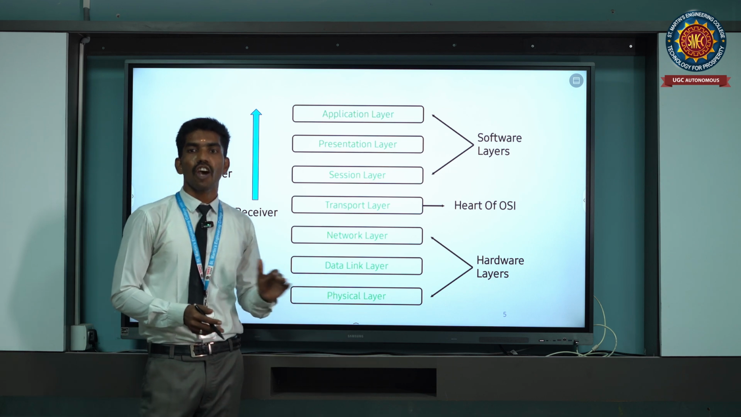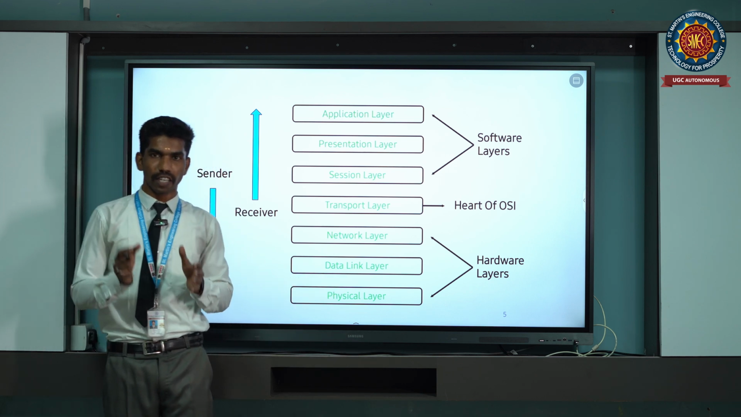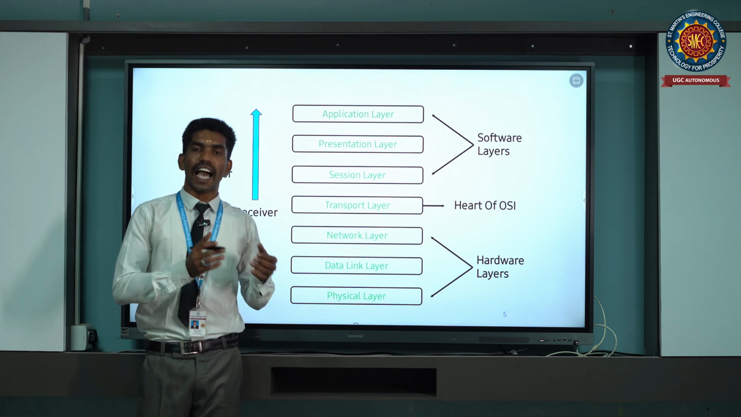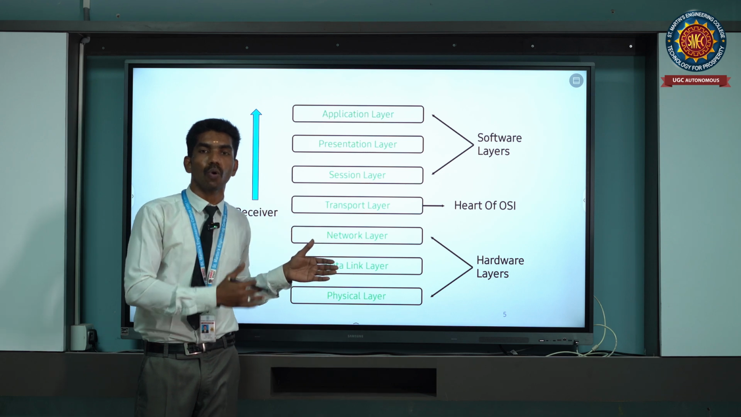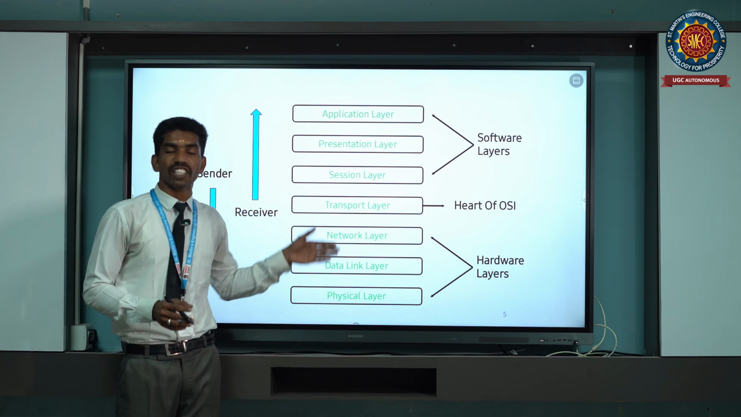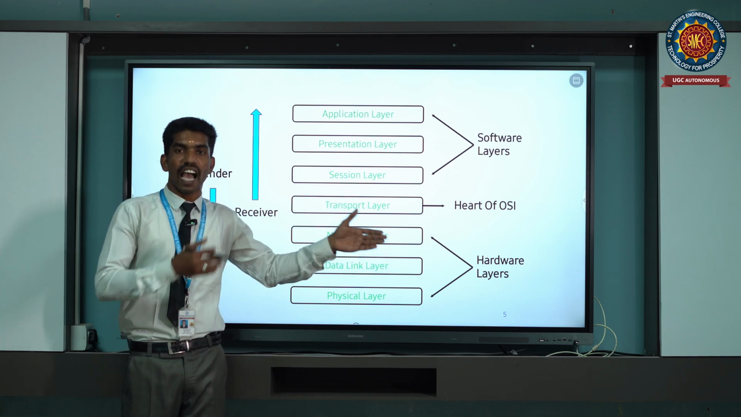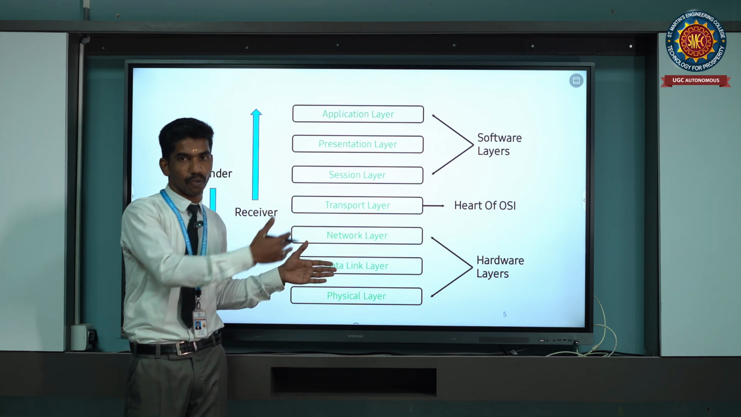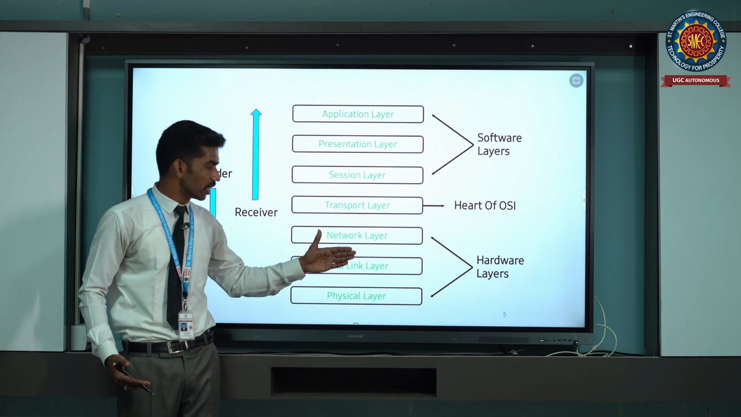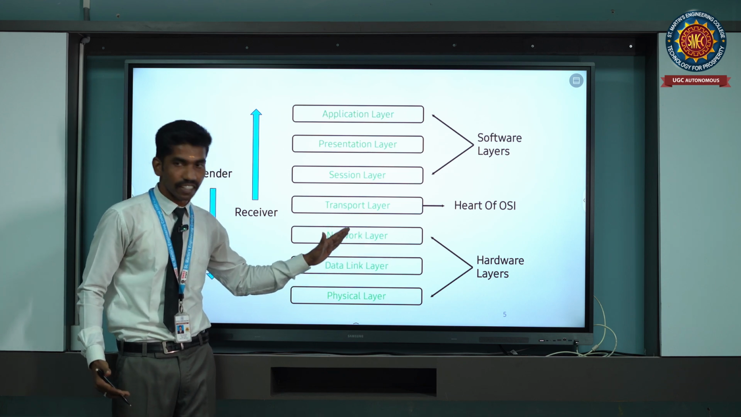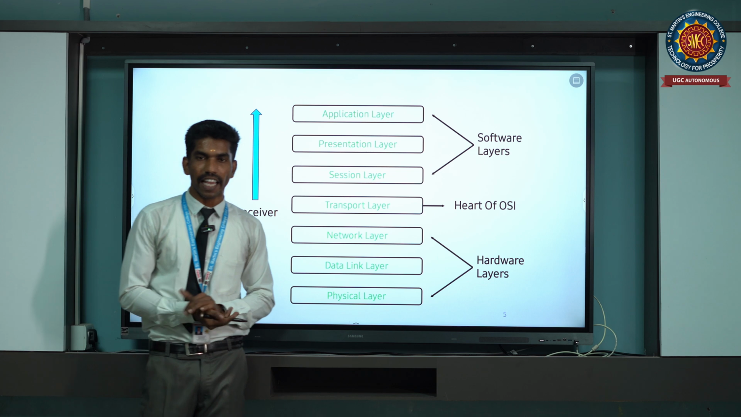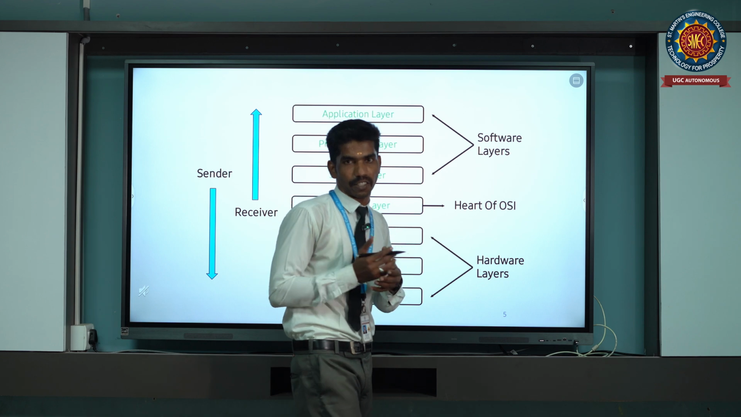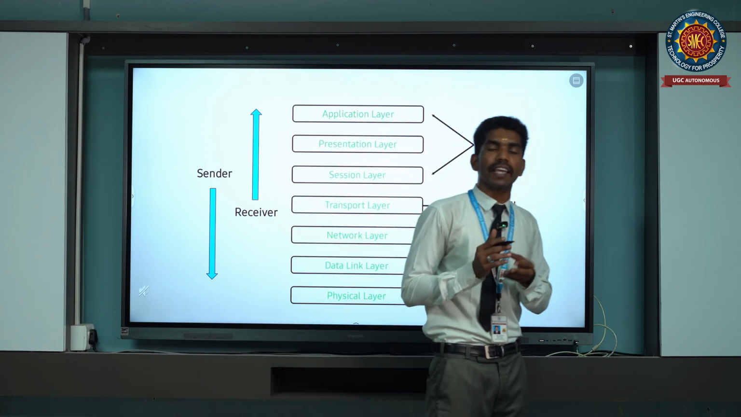First, the physical layer coordinates the functions required to transfer the bit stream over the physical medium, from one end to the other. The data link layer receives the bits from the physical layer and converts the bits to frames. Then the data link layer sends the frames to the network layer, which converts the frames to packets.